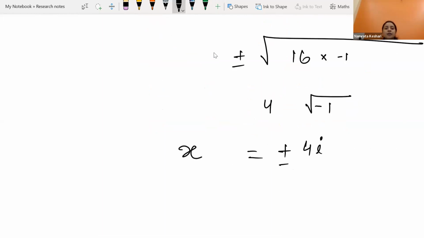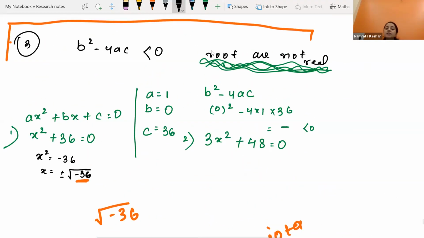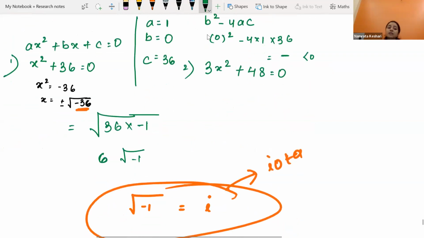Yes, ma'am. Now if we have under root minus 36, what to do here? We will take the help of the same approach. We think of it as under root 36 along with minus 1. The 36 will come out as 6 and under root minus 1 will remain as it is. And of course, the plus minus sign, you are in class 11, we will not forget.